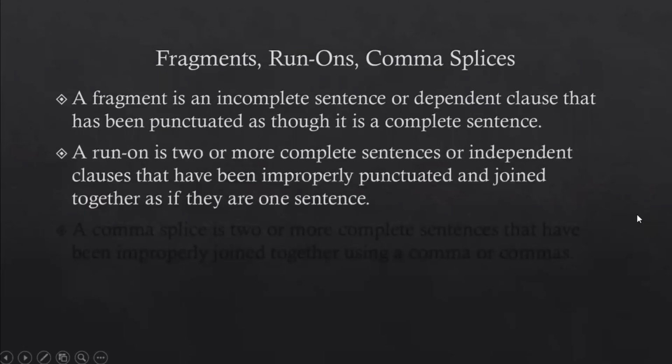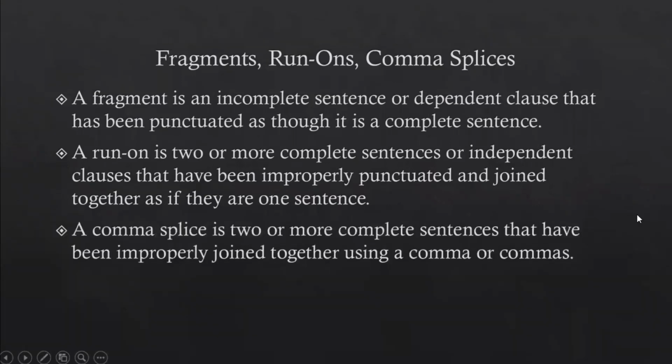A run-on is when you have two or more complete sentences, two or more independent clauses that have been stuck together as if they're one sentence and then incorrectly punctuated. In the case of a run-on, it means there's no punctuation between the two, okay, which is obviously incorrect punctuation. A comma splice is the same thing as a run-on. Two or more complete sentences that have been joined together. In this case, the wrong punctuation is a comma. Okay, so a run-on, two sentences stuck together with no punctuation. Comma splice, two sentences stuck together with a comma.